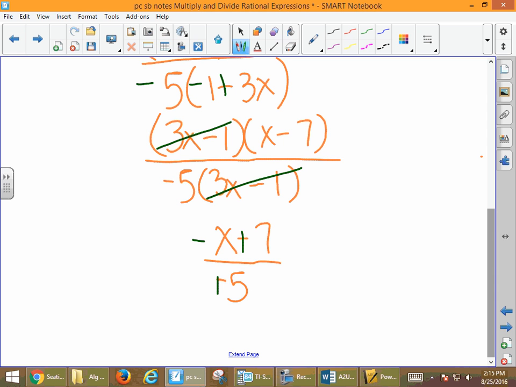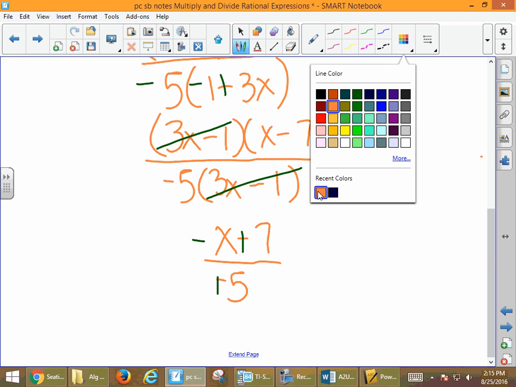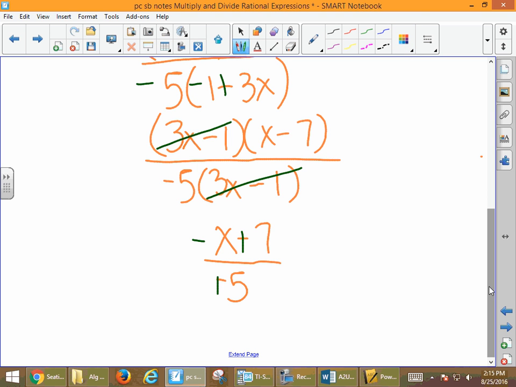Negative, really, if I were a better teacher, I would say opposite every time I said negative. But it's a hard habit to break when I learned negative. But really what a negative symbol is, is opposite. So if I write it a little bit better, negative x plus 7 divided by 5.